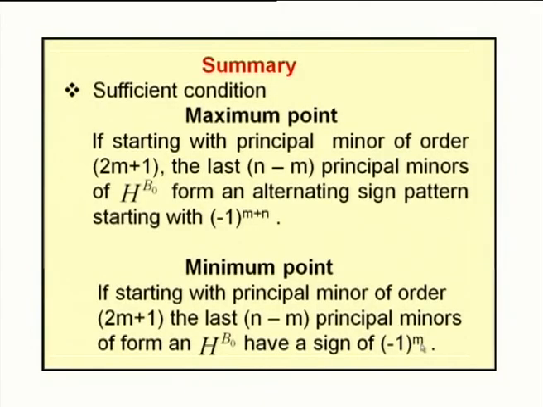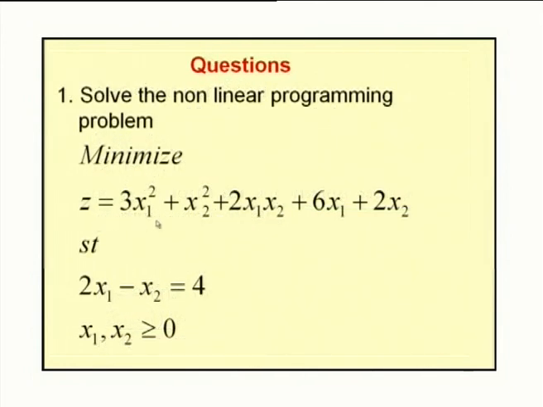With the help of this border Hessian matrix, the stationary point x naught is a minimum if the principal minors of order 2m plus 1 to the last n minus m principal minors of HB naught have a sign of minus 1 power m, and for the maximum point the sign pattern is alternating with the starting sign of minus 1 power m plus 1. The exercise question is minimize z which has this value subject to the constraint 2 x1 minus x2 equal to 4 and x1, x2 greater than or equal to 0.